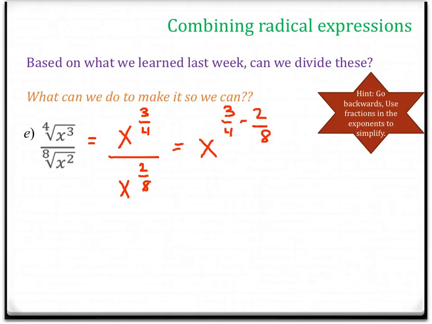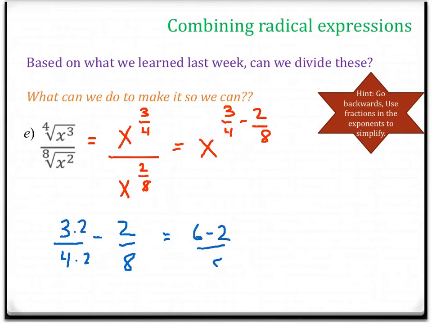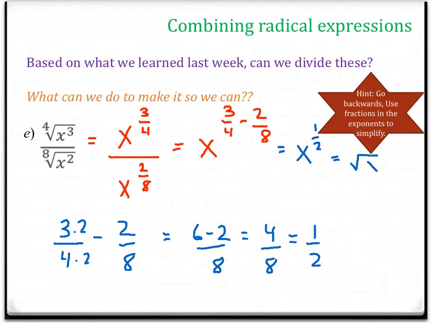So doing a little side work down here, subtracting these fractions, I need common denominators. So I'm going to go ahead and multiply this guy by 2. So this is going to be 6 minus 2 over 8, which is 4 over 8, which just simplifies to 1/2. So this is going to be rewritten as x to the 1/2 power, which we all know is just the square root of x. So that's going to be my answer in simplest form.